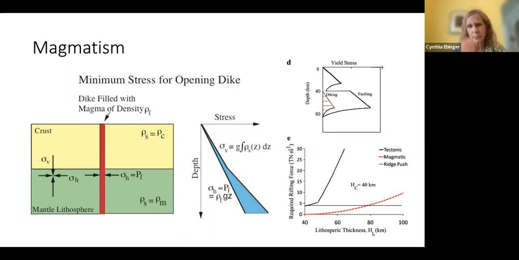So it has a buoyancy force. And we can think about that in terms of the pressure gradients within. Here on the left is the line for a fluid-filled crack that rises to the surface. And we can look at the differential stress between the two of them. This is depth here, and this line is the fluid pressure within that dike.